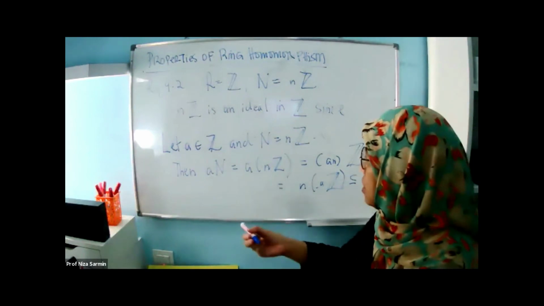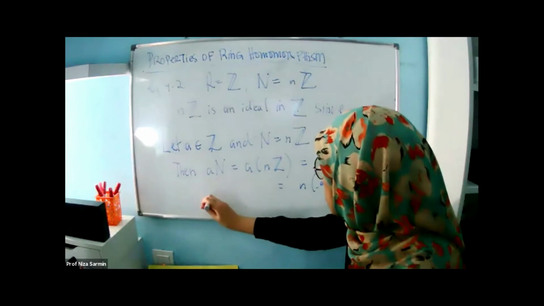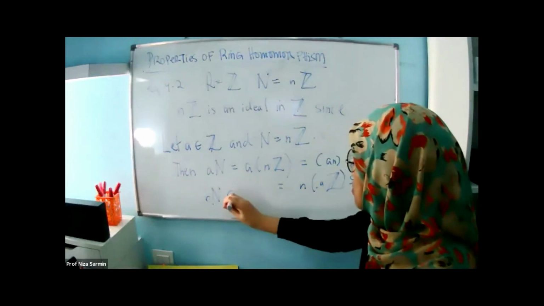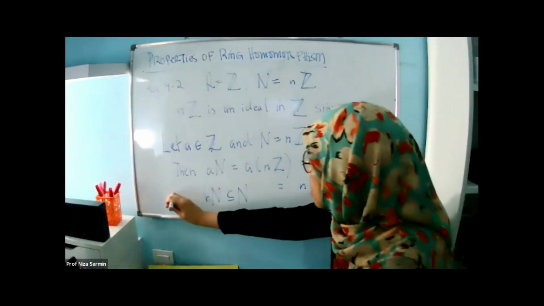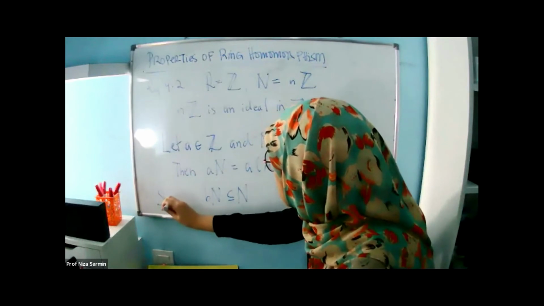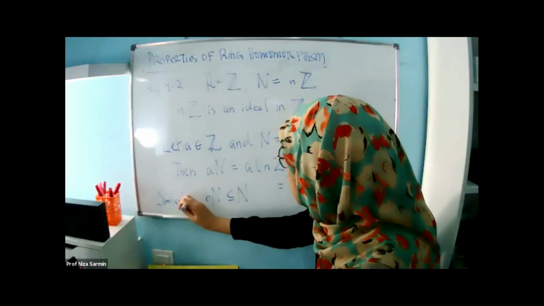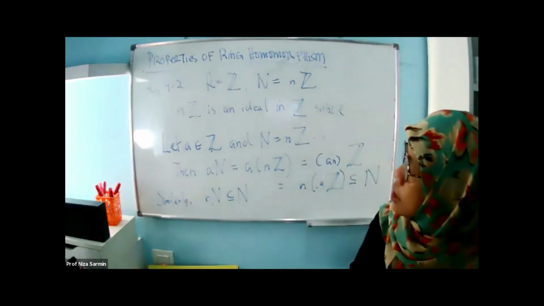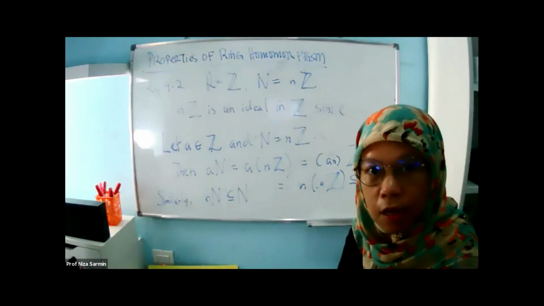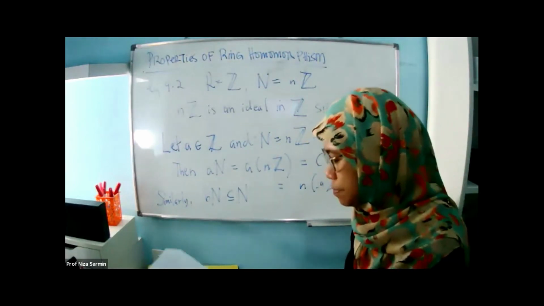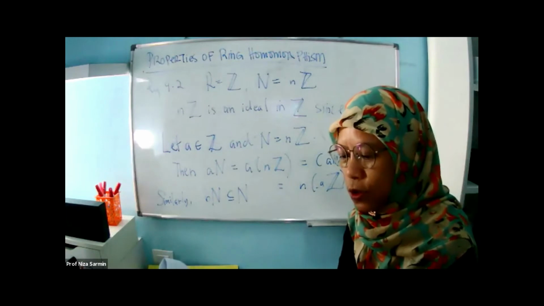Okay, and the same thing you will do with the N. It's a subset of N. Similarly, so this is how you show something is an ideal. All right. Okay.